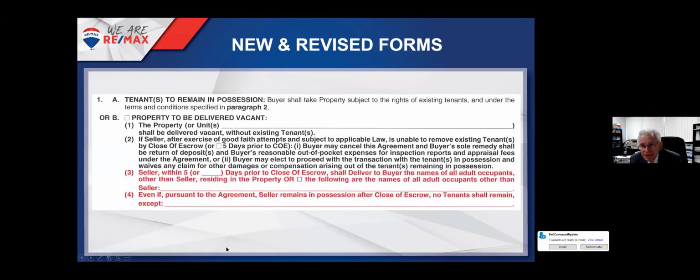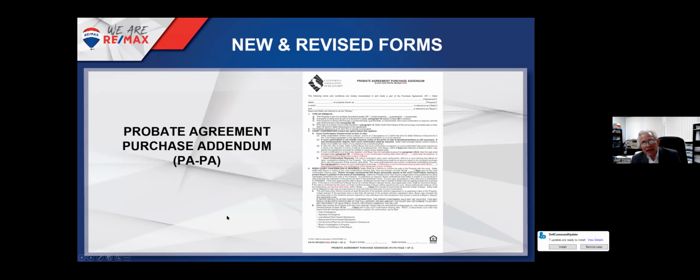Okay, the TOP, tenant occupied property, the change is that if there are adults living in the house other than the seller, if you use a TOP, the seller must identify those people. And the agreement also says that if the seller is going to remain in possession, no tenant may also remain in possession at the same time after close of escrow, because you want the tenants out. It's easier to get a seller out. Not always, but usually sellers are willing to get out. Sometimes tenants are not.